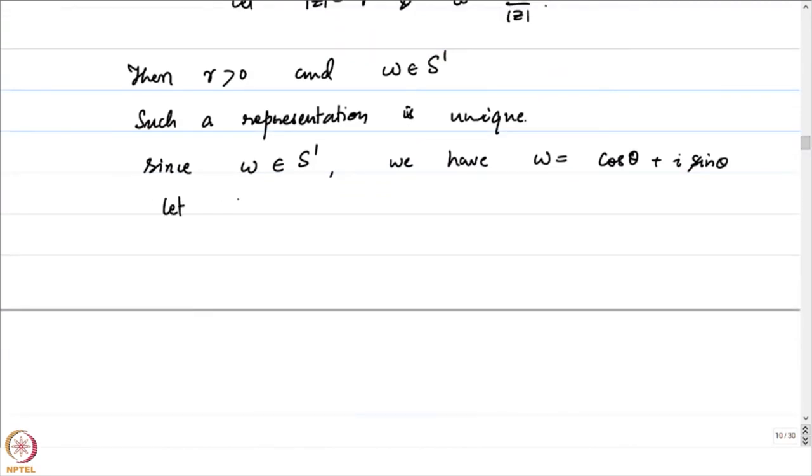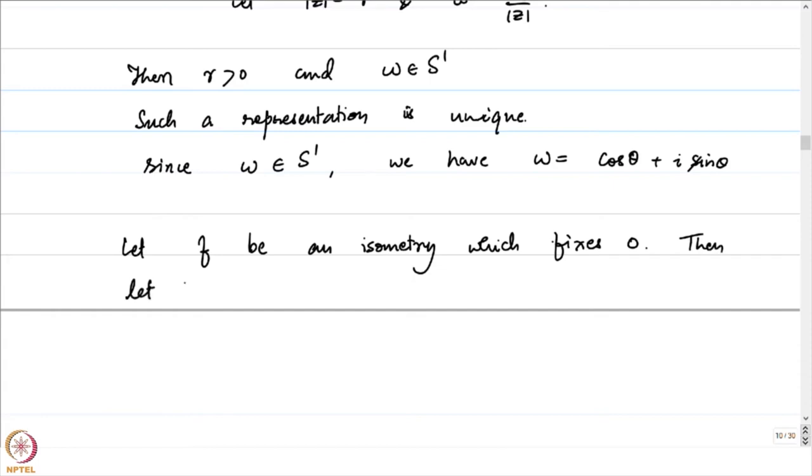So, let F be an isometry which fixes the origin. Then we know that, let alpha in S1 be such that F of z is equal to alpha times z. And let alpha be equal to cos theta plus i sine theta, let's say. Yes, for a fixed theta, let it be cos theta plus i sine theta.